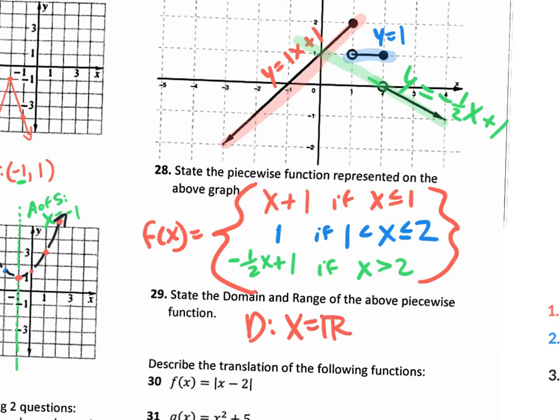How about the y's? Do any of these pieces go up forever? No. So it stops right here, right? In other words, you could think of this as your maximum point, and the rest of this is all below that maximum point. So how could we say that this piecewise function has a maximum point at 2 and everything else is below 2? So it's at or below 2. So how do we say that? Y is less than or equal to 2. That's right. So for my range, we're going to have y is less than or equal to 2.